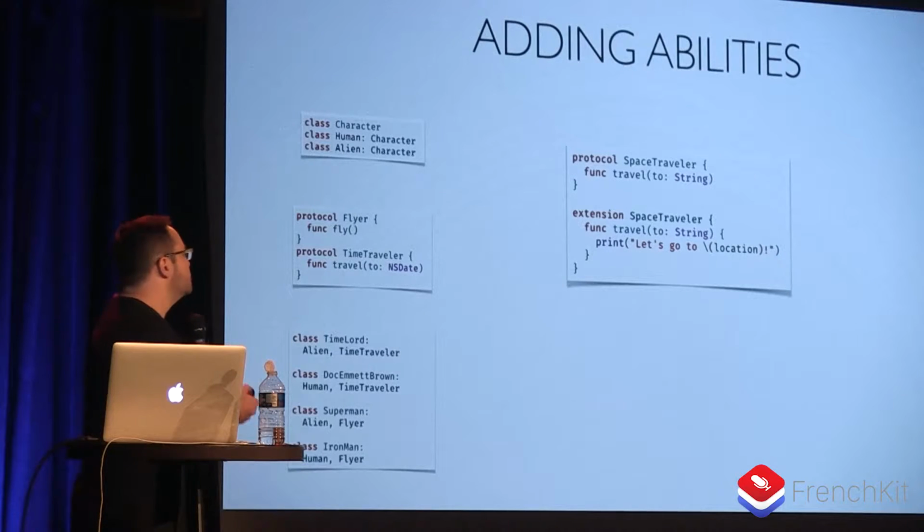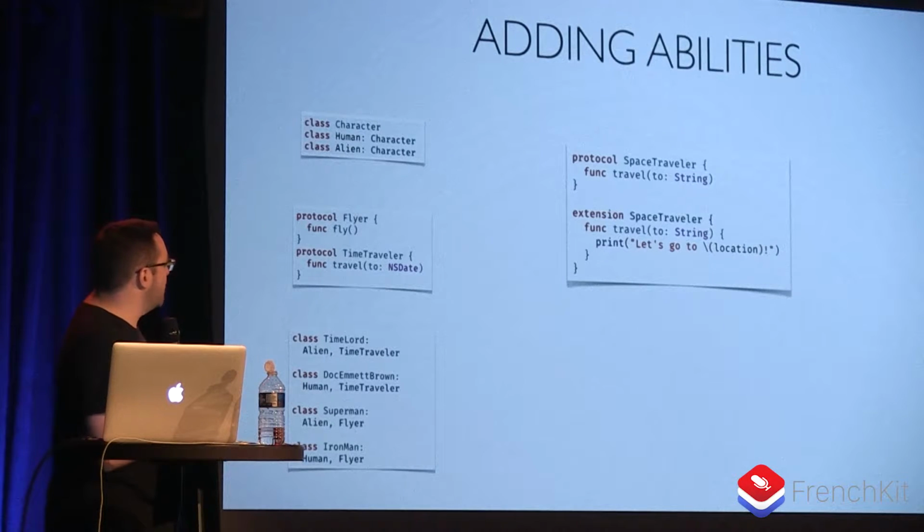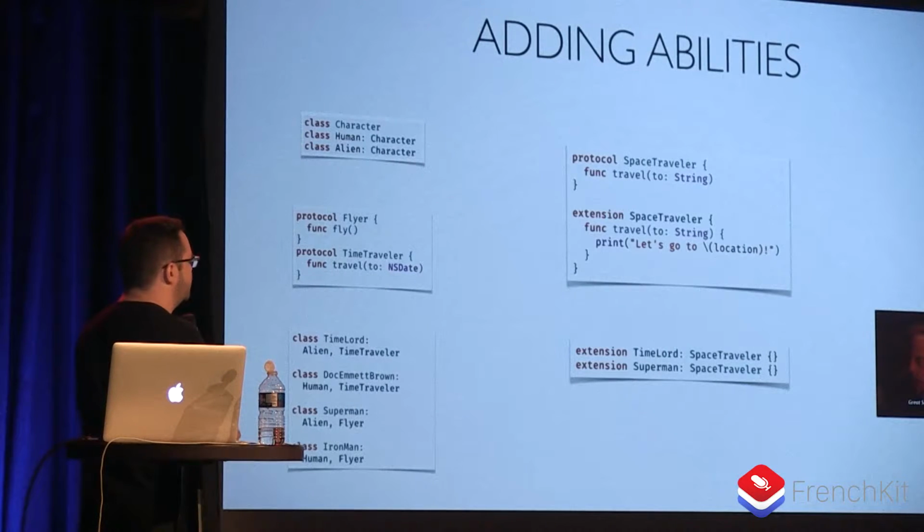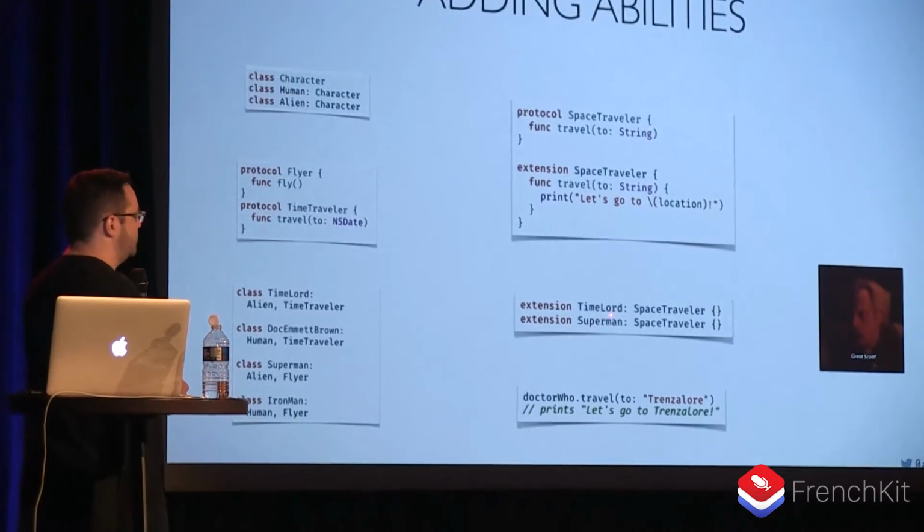And what makes this pattern great also is that by using protocols, you can easily add abilities to your existing classes. So for example, if we were to add some space traveling ability, you can declare a new mixin there, so protocol default implementation there. And you can really easily add this ability to an existing class without having to redeclare or modify that class declaration. And we do that with extensions in Swift, because we can just mark an extension over an existing class like Time Lord or Superman.